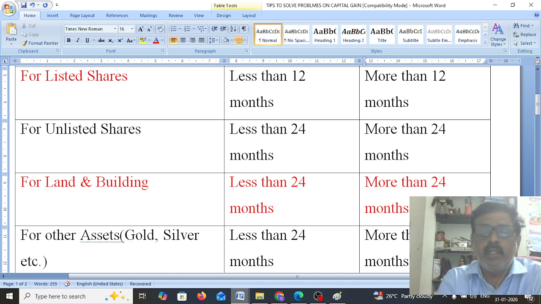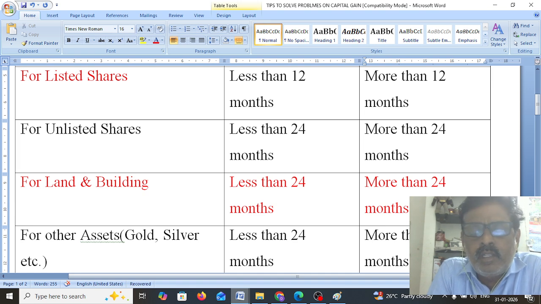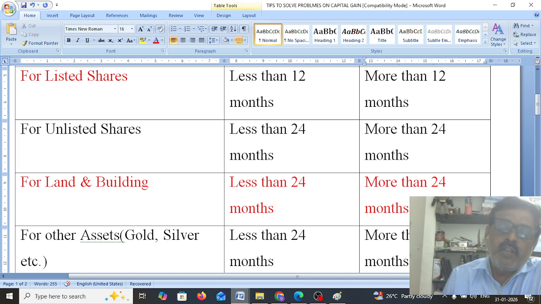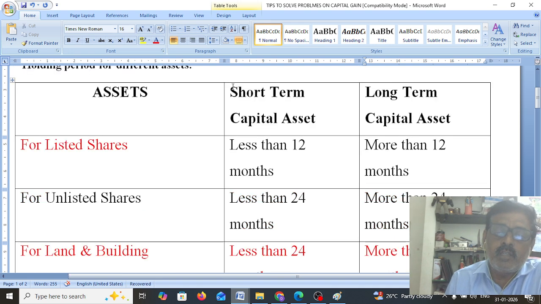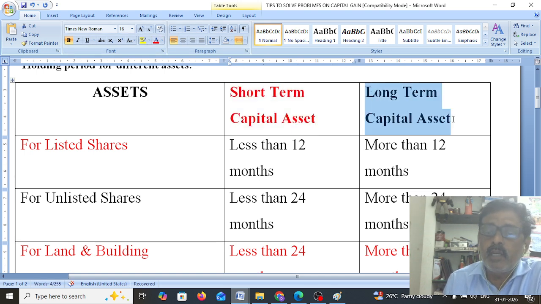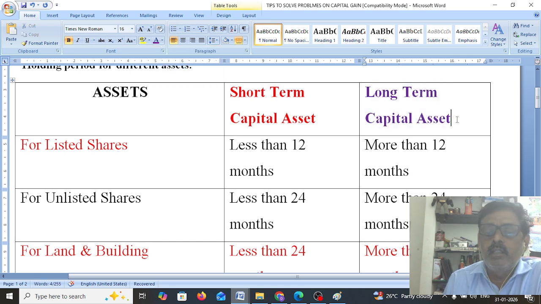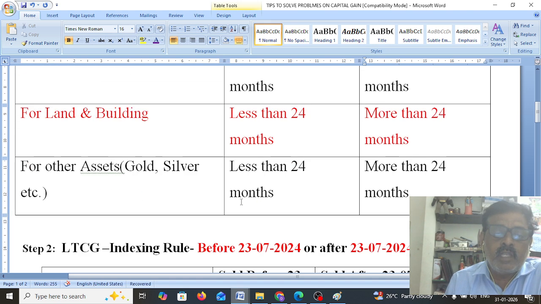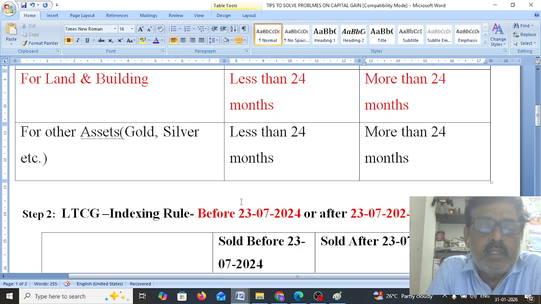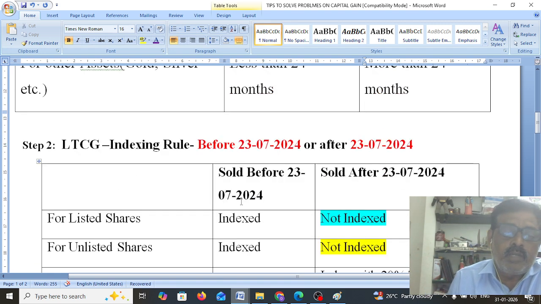The common understanding is that if any asset is held for more than 24 months, it is very obvious that these assets are long-term capital assets. For short-term capital assets, we have a different formula, and for long-term capital assets, we have a different format for calculating the income from capital gain. Once this step is done, we go to step number two.